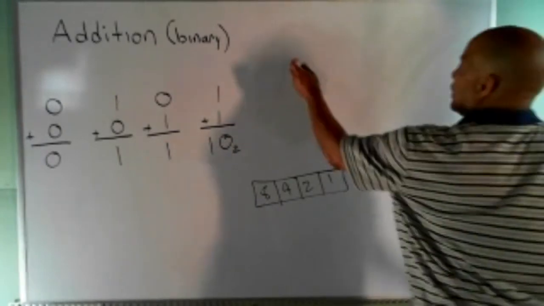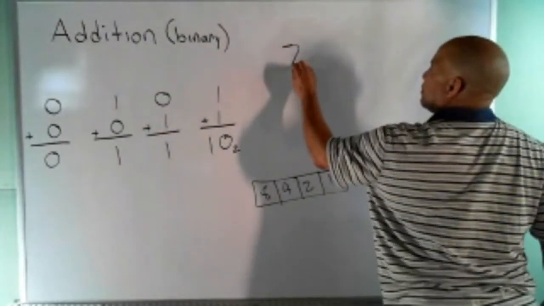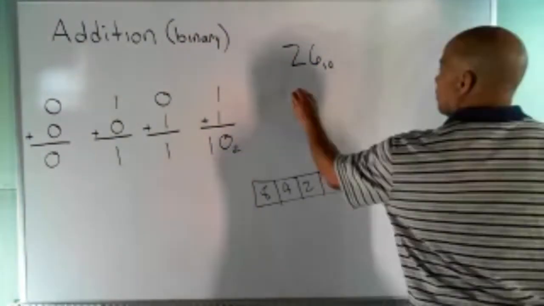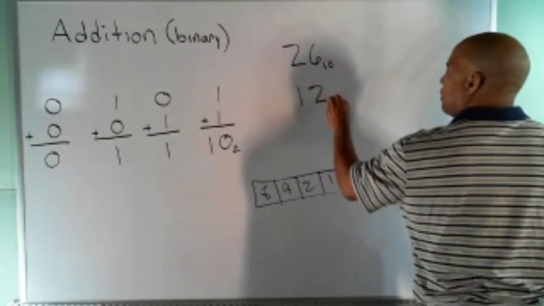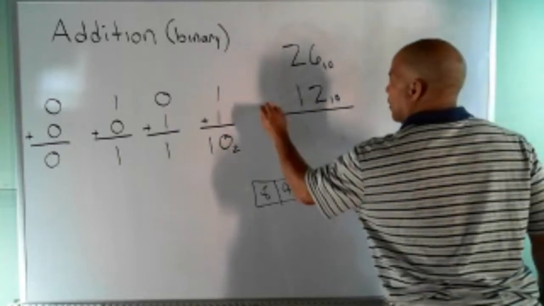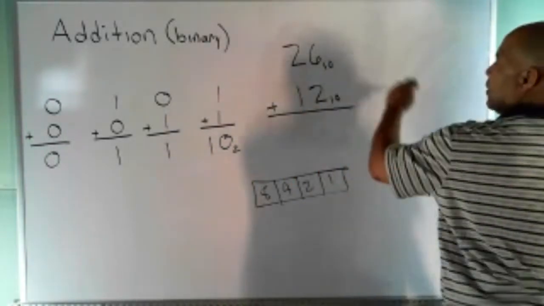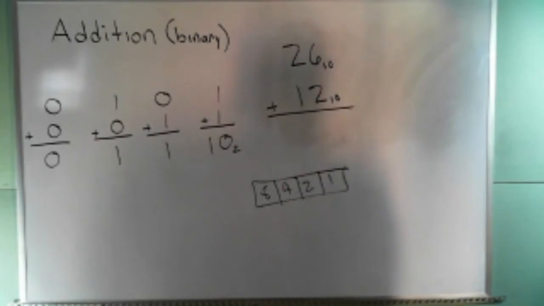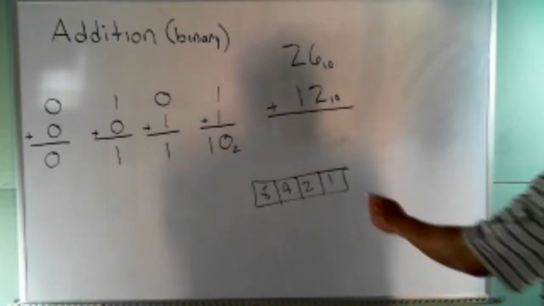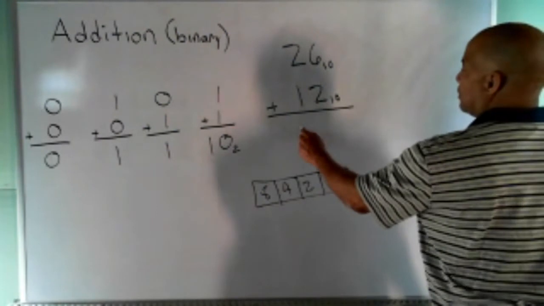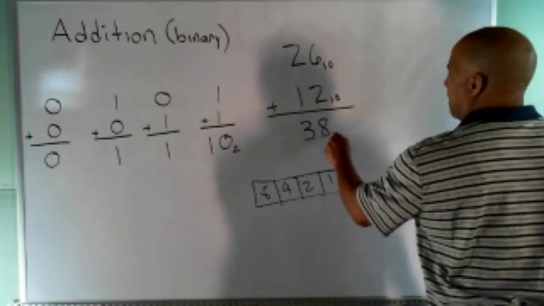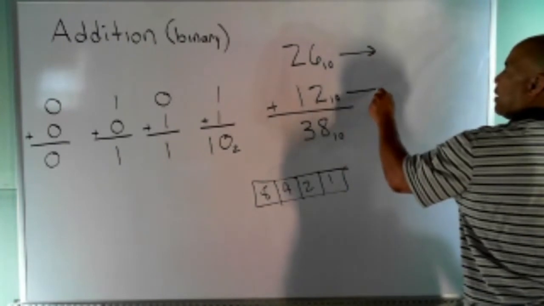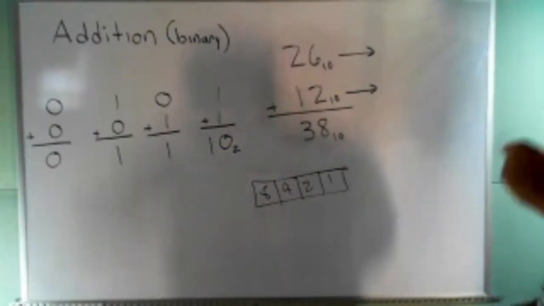26 base 10 and 12. We're going to add those up, and then I want you to convert each of those to binary, and then add those up. So I get 38, but I want you to convert this to binary. Convert that to binary, and convert that to binary, and then we'll add those bits up.